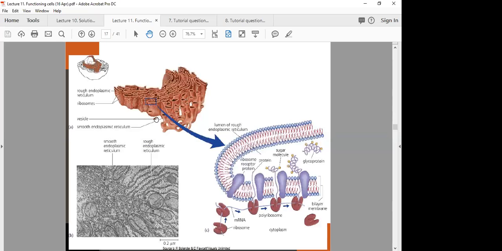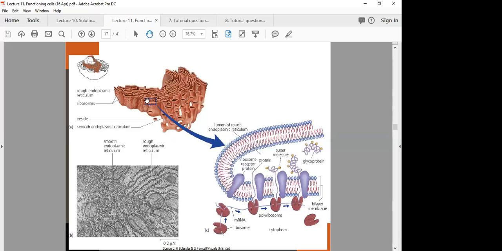Now, you'll see here these tiny little spherical structures, or they should be spherical, only half of them is shown. These are little bits of membrane that bud off from the endoplasmic reticulum. They're called vesicles, and they bud off containing some cargo, which is destined to go somewhere in the cell. I'll come back to those vesicles in just a minute.